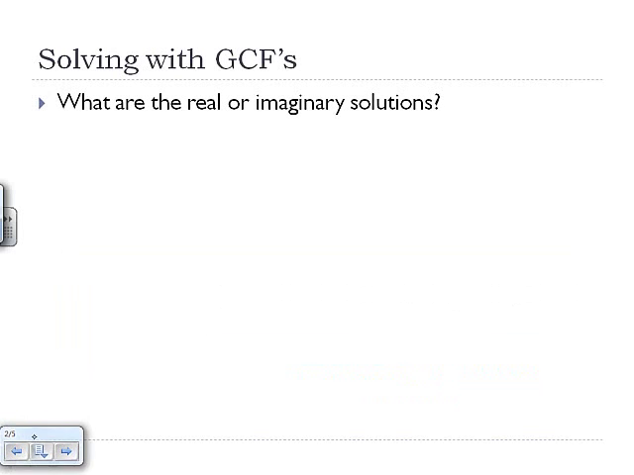First thing we're going to look at is solving with GCFs. We've worked on GCFs before, and we will continue working with them. So our objective is to find what are the real or imaginary solutions. Here's our first one we're going to look at.